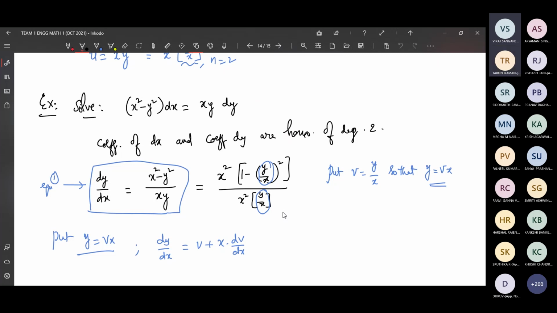But we can merge both the top and bottom to get a single function, right? That is not your part. Homogeneous degree of the dx coefficient and the dy coefficient, you see whether both are homogeneous or not. Then the equation is homogeneous. Okay. Yes, sir.